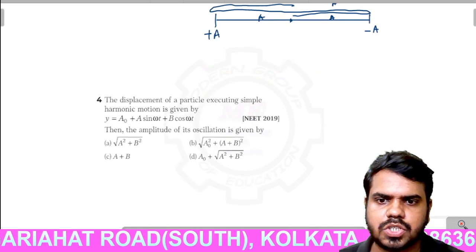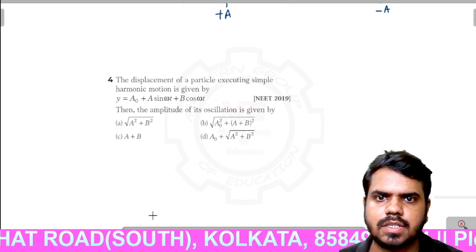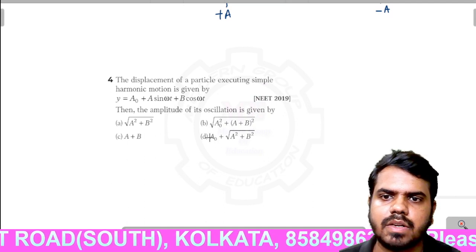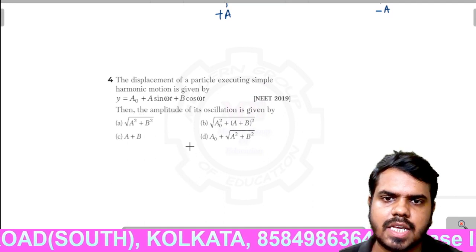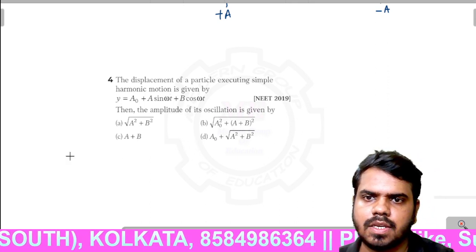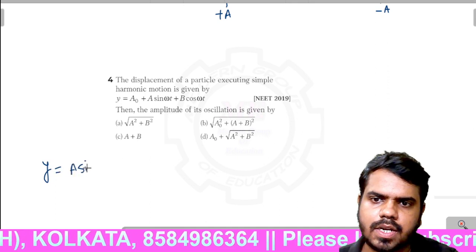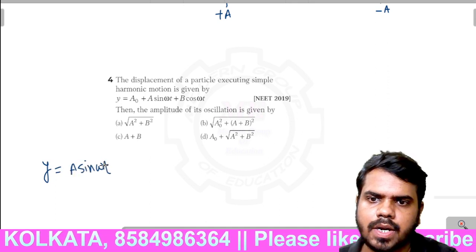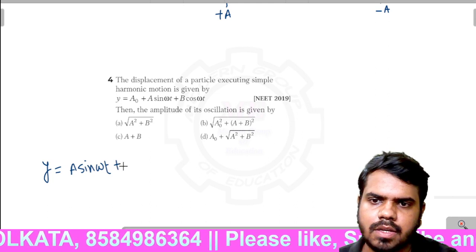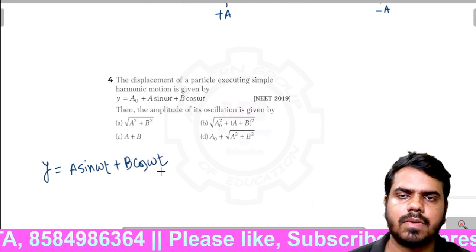Now question number 4. The displacement of a particle executing simple harmonic motion is given by y equal to a naught plus a sin omega t plus b cos omega t. Then the amplitude of its oscillation is given by... The displacement equation is a sin omega t, we know, but it can be written as a sin omega t plus b cos omega t. This is the general equation of SHM.